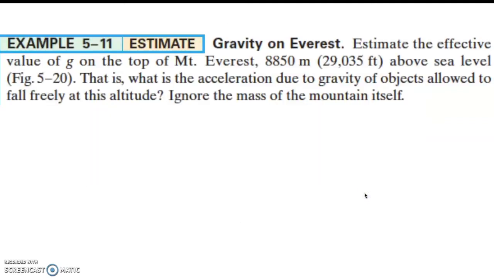So here's an example. We're going to find g on top of Mount Everest, which is 8,950 meters above sea level. So what is the acceleration due to gravity of objects allowed to fall freely at this altitude? We're ignoring the mass of the mountain itself, so we're just worrying about the Earth.